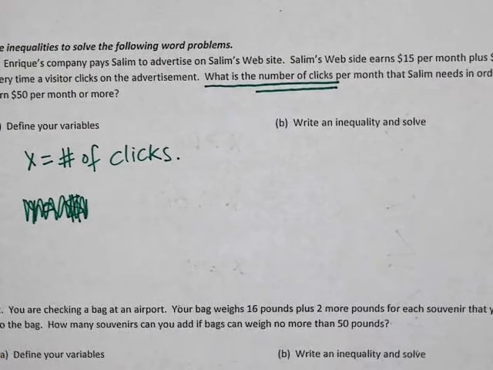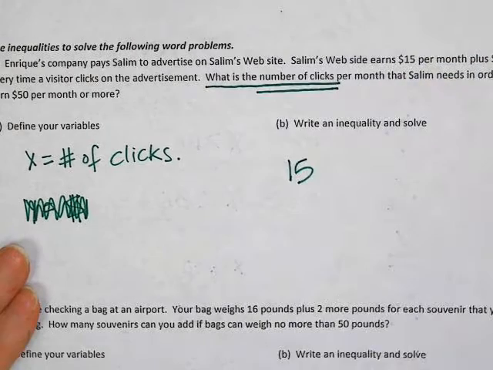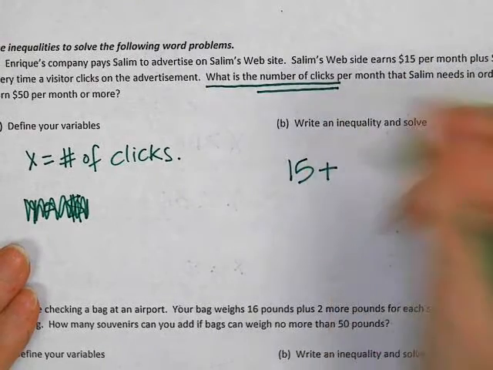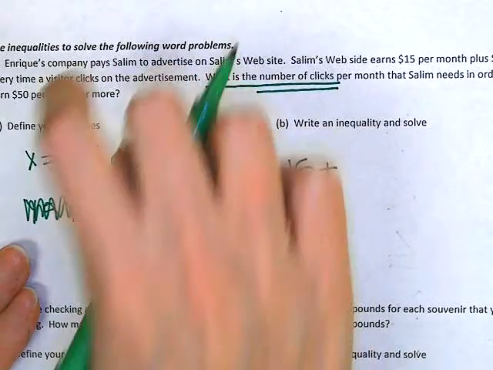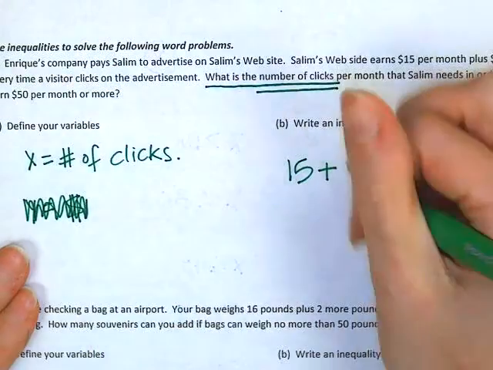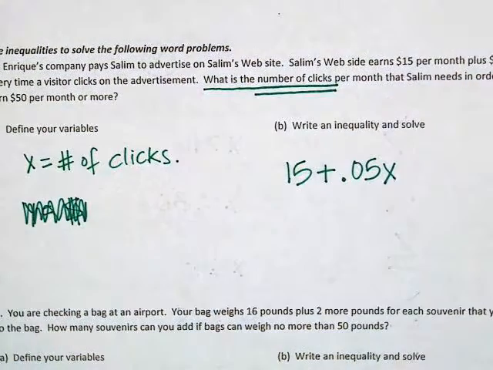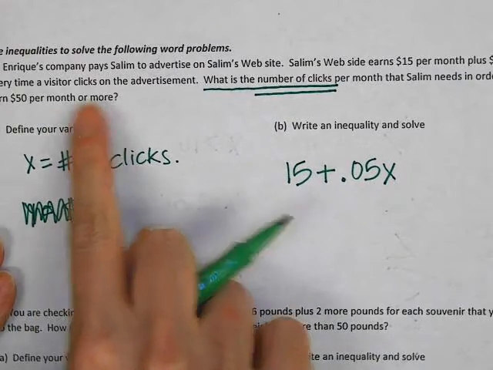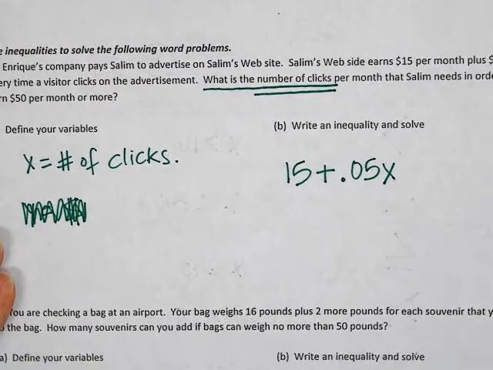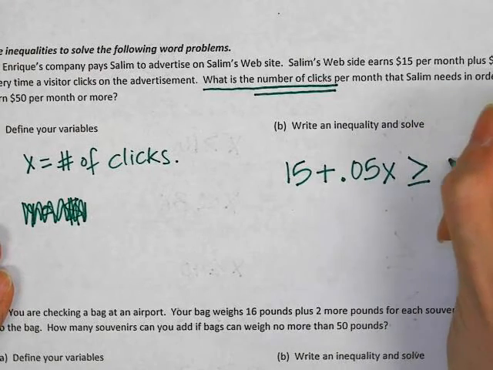Okay, so how much does this website earn? It earns $15 a month, so 15, plus 5 cents every click. But click means X, so it's going to be 0.05 times X. And we want it to be 50 or more a month, so 50 or more means greater than or equal to 50.